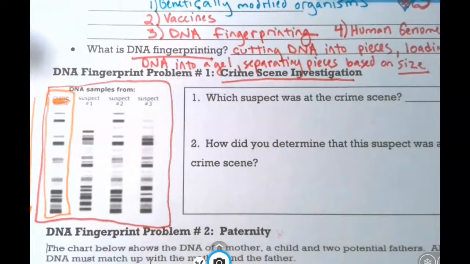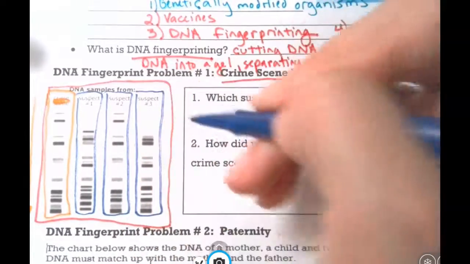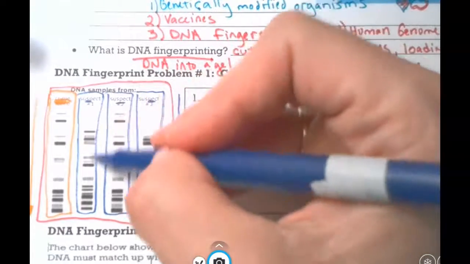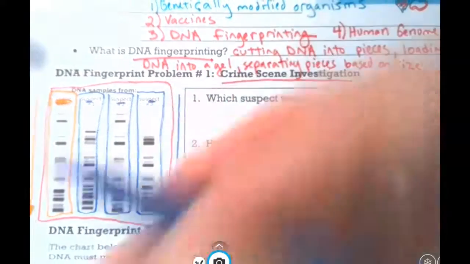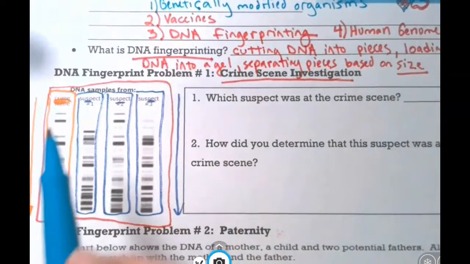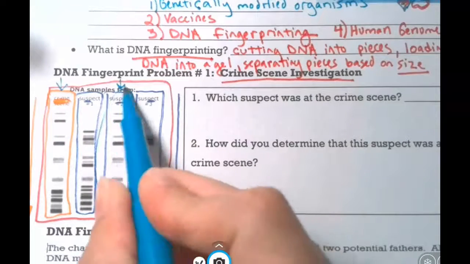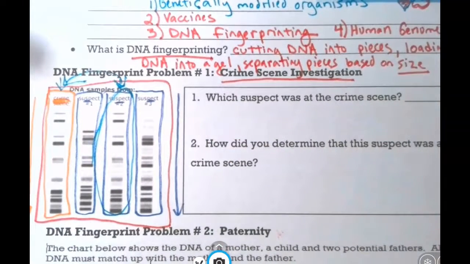Then you have 3 suspects, and you collect their DNA. So here's suspect 1's DNA. Here's suspect 2's DNA. And here's suspect 3's DNA. Again, you cut up the DNA using the DNA scissors, load it at the top of this gel, run electricity through the gel to see how the DNA bands separate out. Smallest pieces are at the bottom, biggest pieces are at the top. Now for crime scene, you need to see which suspect is an exact match for the crime scene DNA. So it looks like the crime scene DNA and suspect 2 are exact matches, which means suspect 2, this is their DNA because it is an exact match. So which suspect was at the crime scene? Suspect 2.